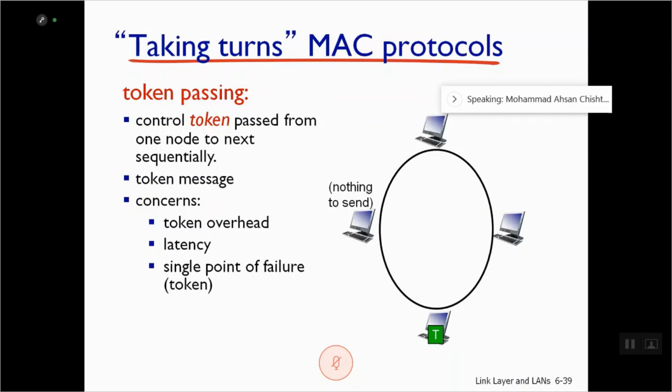Advantages of token passing: it's a decentralized system, with no master-slave relationship. It has higher efficiency than the previous one. But it has some drawbacks as well. There is a small token overhead, and the passing of the token introduces a certain latency. Also, it can be a single point of failure in case the node that has the token fails, not the other ones.